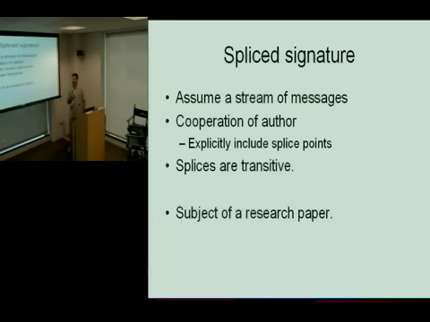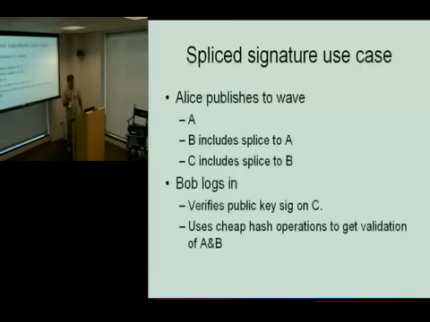A spliced signature is a way of amortizing one public key verification over a sequence of messages. I assume I have a stream of messages and the cooperation of the signer. The signer has to explicitly include splice points in each signature. Splice is also transitive. I'll show an example on the next slide. And this is the subject of a research paper that will be going out in about a week and a half. So here's the use case.